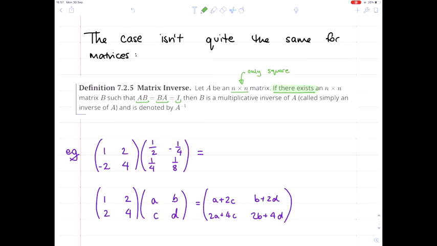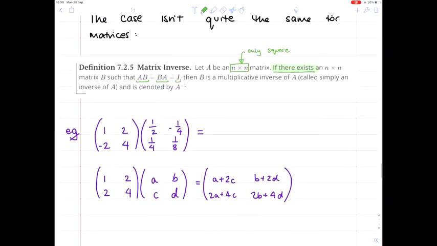So if you're looking for an inverse for a matrix, the first thing you need to check is: is your matrix square? If it's not square, then there's nothing you can do about that. If it is square, then the matrix may or may not have an inverse. And we'll talk a little bit about how to check for that in a moment. So let's look at an example.